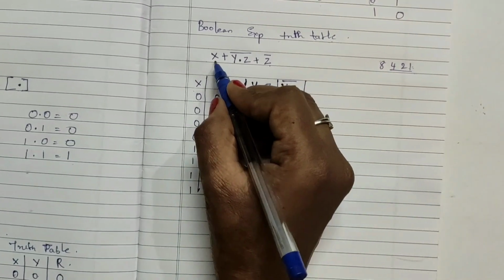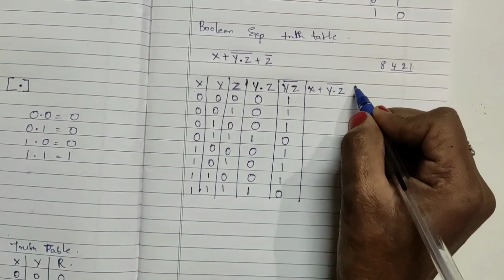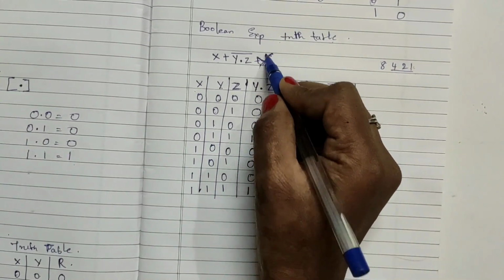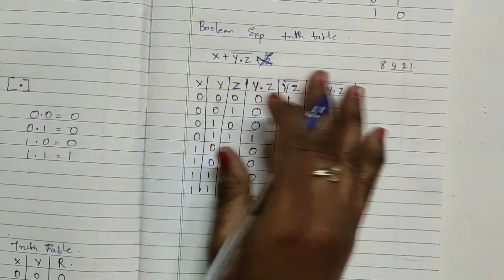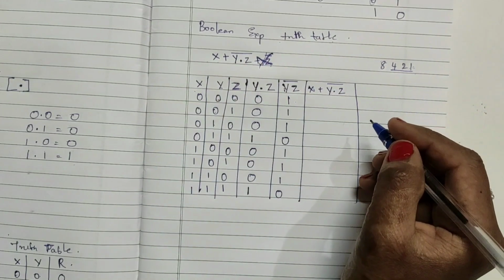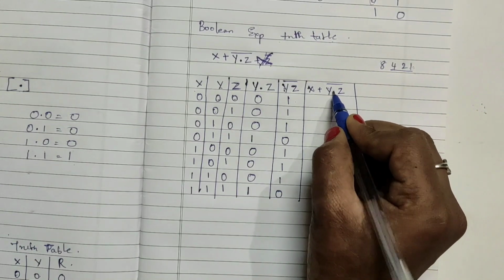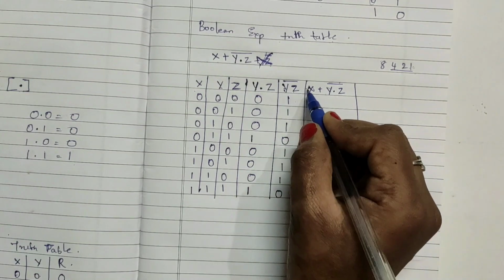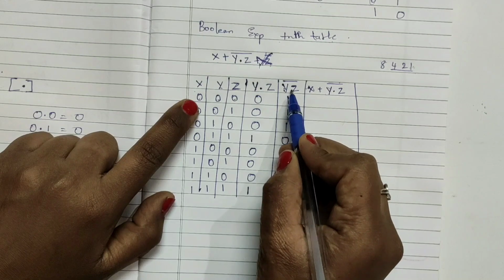Now the step is x plus y dot z complement. So in this equation, let's omit this; we'll look into it further with higher complex expressions. First we'll just look at it in a simple form. Now it's x plus y dot z complement. So y dot z complement we have already found out here. So x plus this y dot z complement.